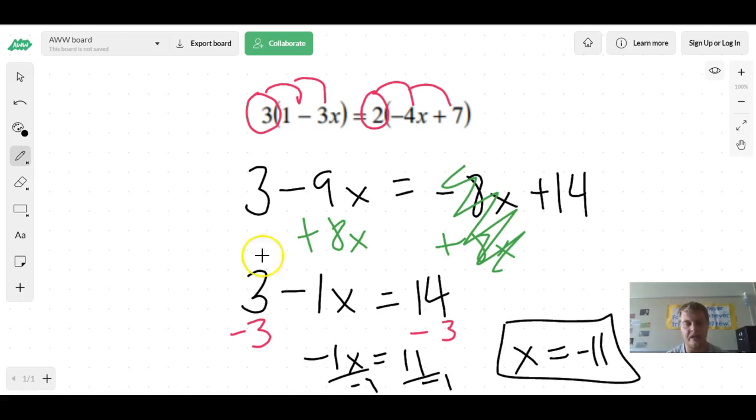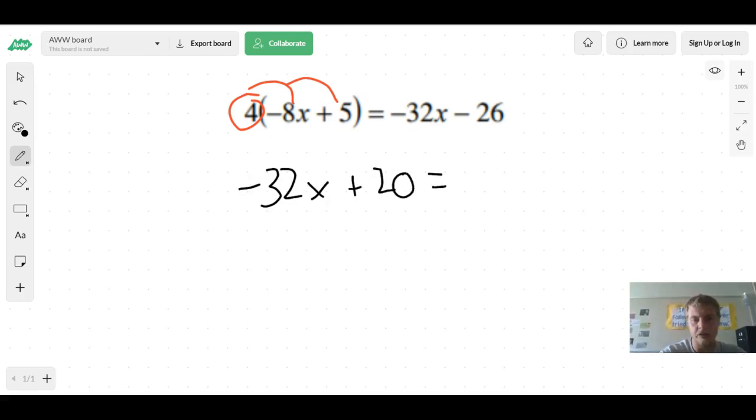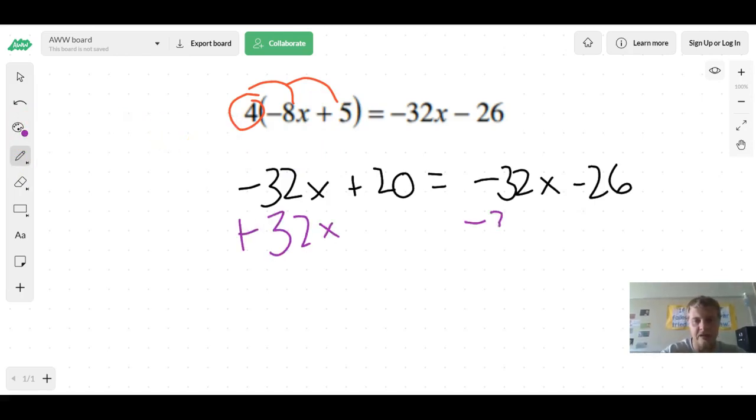Let's try a second problem. Okay, so the first thing I'm going to do with this problem is the same as before. We have a parenthesis, so we have to distribute this 4. So I'm going to distribute the 4. I'm going to get negative 32x plus 20 is equal to negative 32x minus 26. From here, we're going to try to get all the variables on the same side. So I'm going to add 32x to both sides since it's negative.